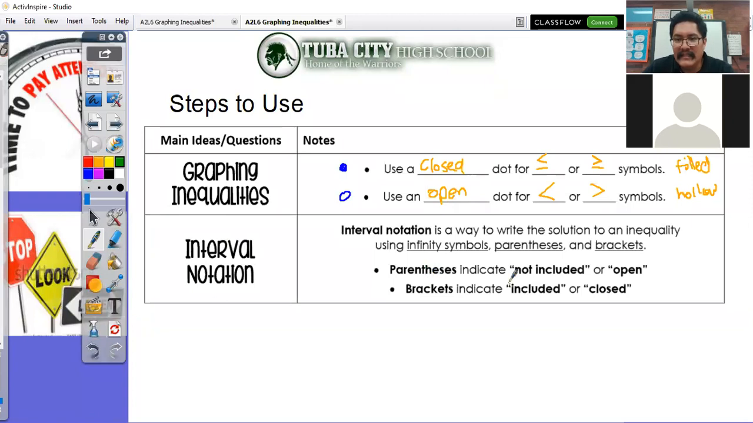Brackets mean that it is included, so it includes that number in its solution. Or if you look on the graph, it was a closed dot. So you think of it like a door, like if this is a closed door, right? And if you're a little bug and you land on that door, you're going to get stopped. You can land there. But if you try to land on this one, it's open and you just go right through. Hopefully that's a little bit of an easier way to think about it.